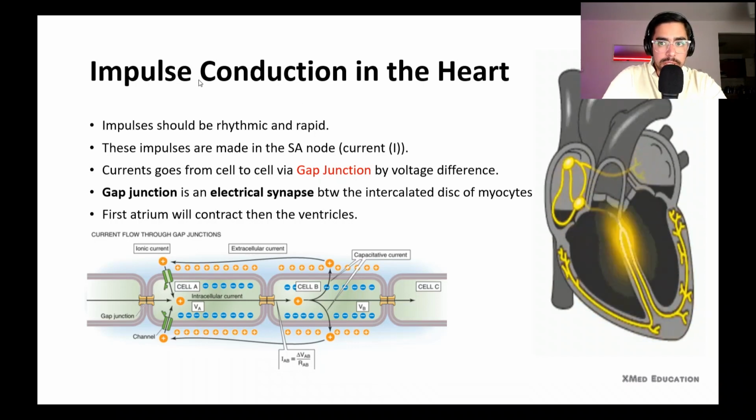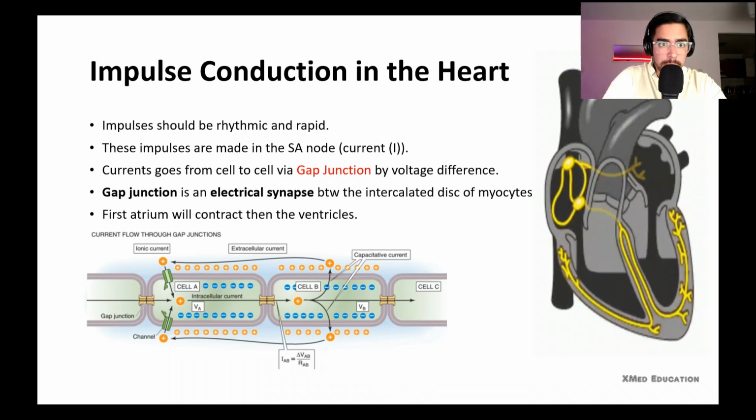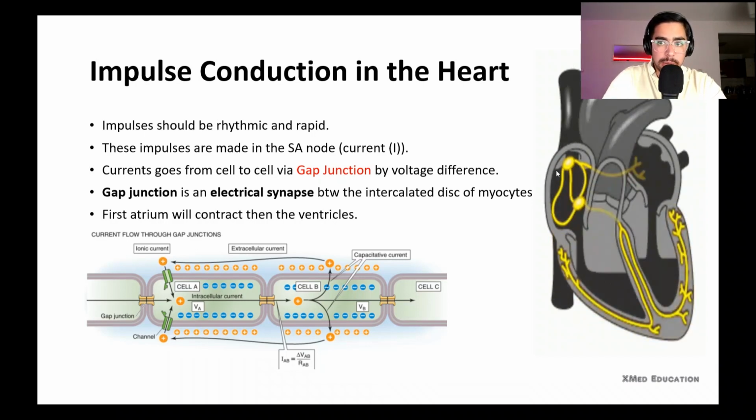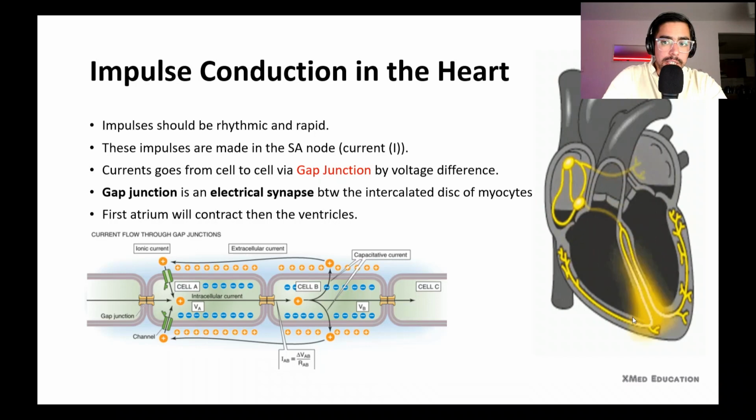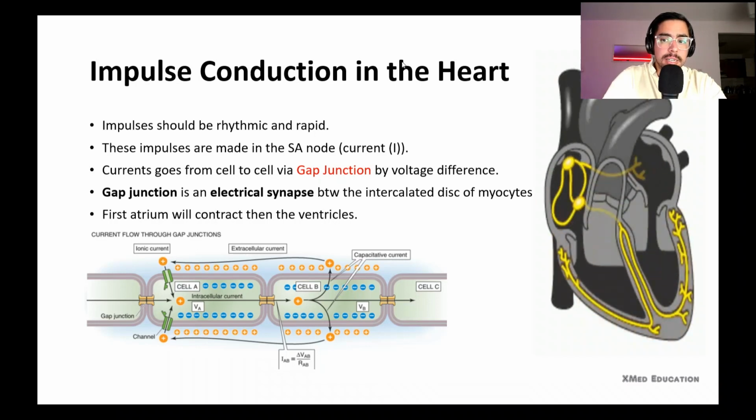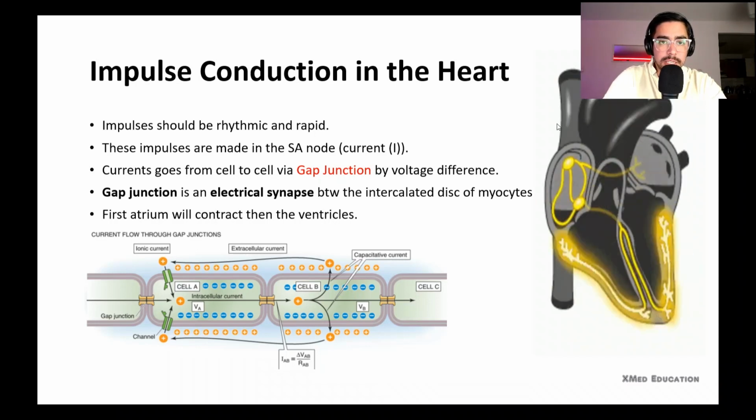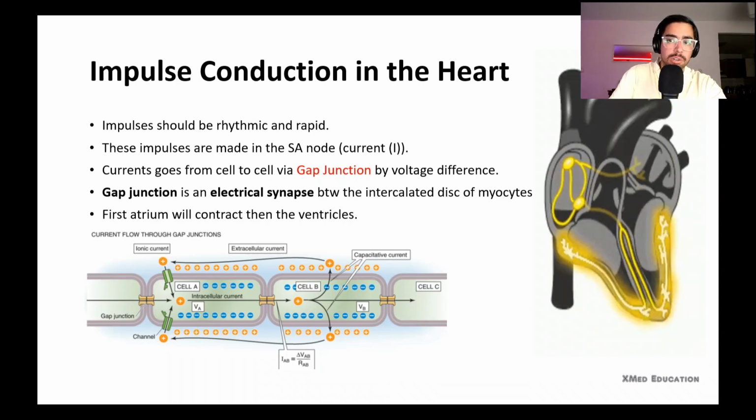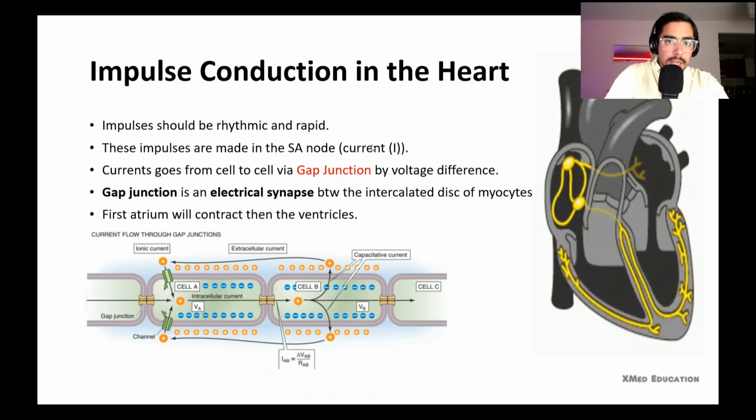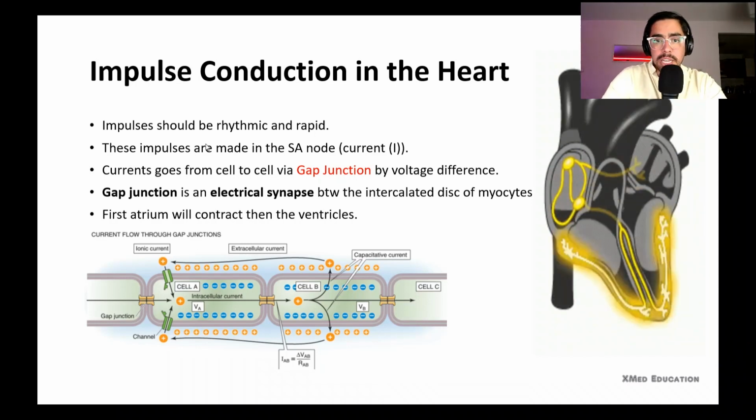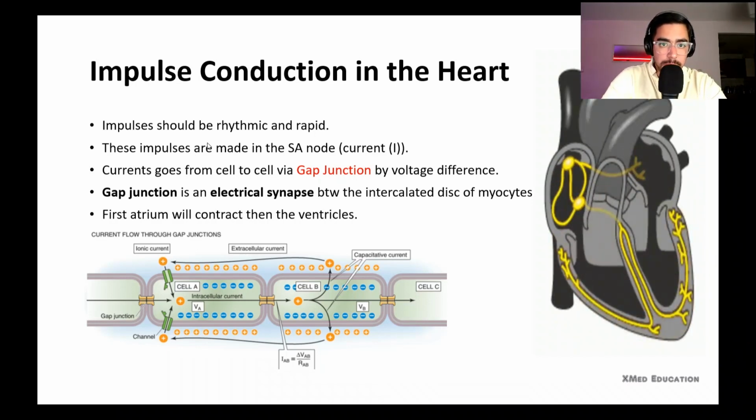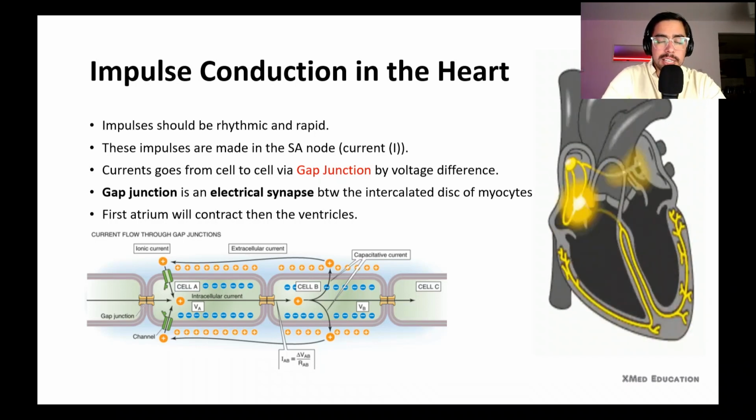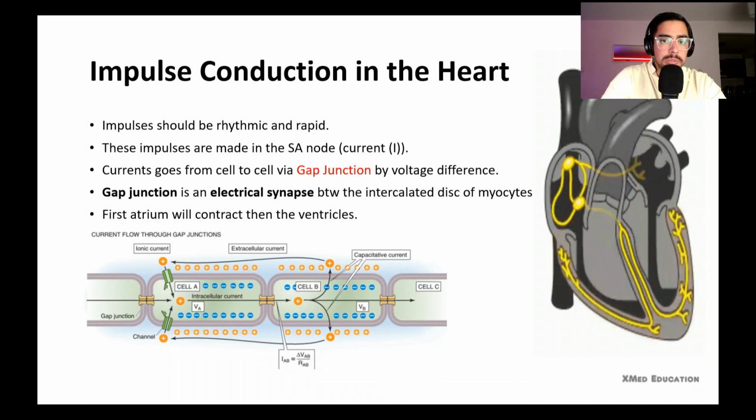So how does this exactly work on the molecular basis? As you see, these impulses are rhythmic and rapid. They are in a rhythmic pattern, and they happen very rapidly. You just need to put your hand on your heart and you see how rapidly this system works. These impulses are made in the SA node, as we explained in our previous lecture, and these are like electrical currents, so the mechanism is pretty much the same.